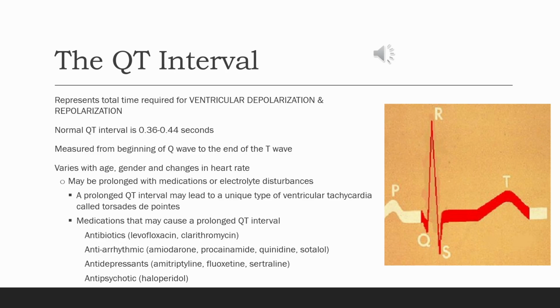So why is the QT interval important? Well, while it's not really needed to determine the cardiac rhythm, it plays a big role in detecting any potential life-threatening arrhythmias. So a prolonged QT interval can be caused by different electrolyte imbalances like low potassium, calcium, or magnesium, and different medications like certain antibiotics, certain antiarrhythmic medications, some antidepressants, and some antipsychotic medications. So a prolonged QT interval can increase the risk of a dangerous ventricular arrhythmia called torsades de pointes.